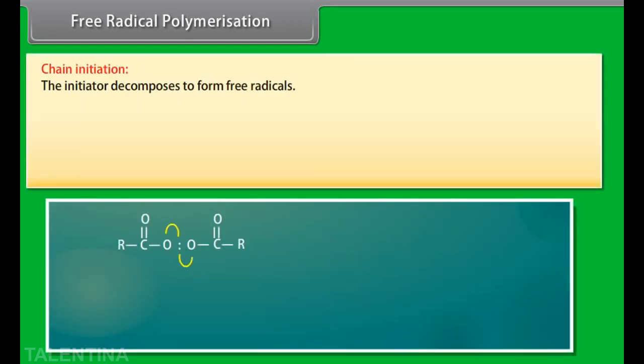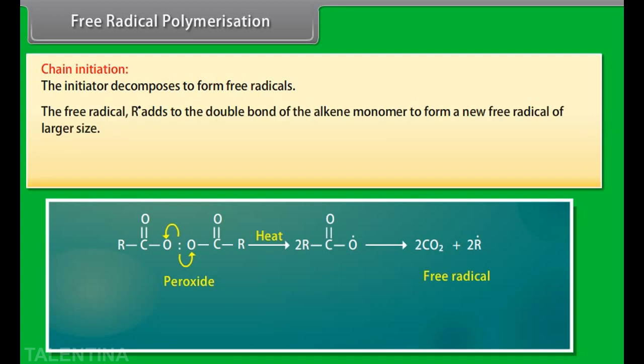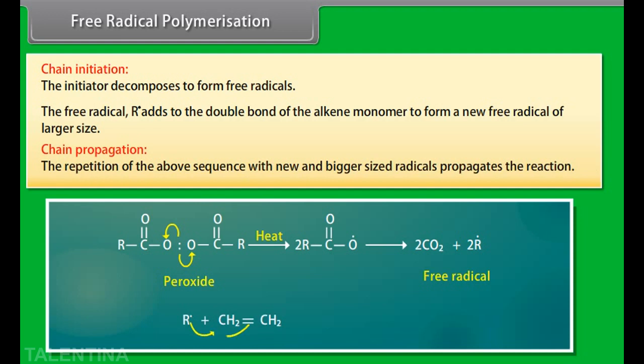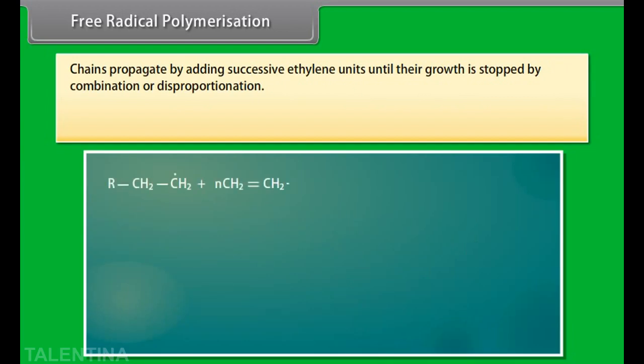Chain initiation. The initiator decomposes to form free radicals. The free radical R dot adds to the double bond of the alkene monomer to form a new free radical of larger size. Chain propagation. The repetition of the above sequence with new and bigger sized radicals propagates the reaction. Chains propagate by adding successive ethylene units until their growth is stopped by combination or disproportionation.